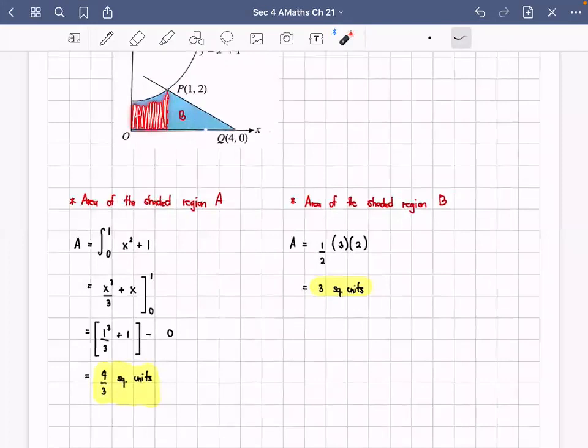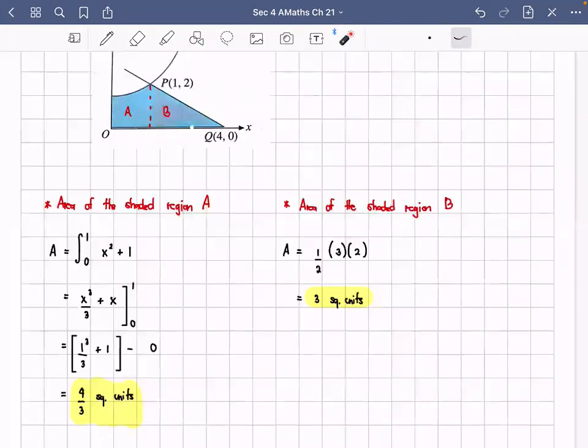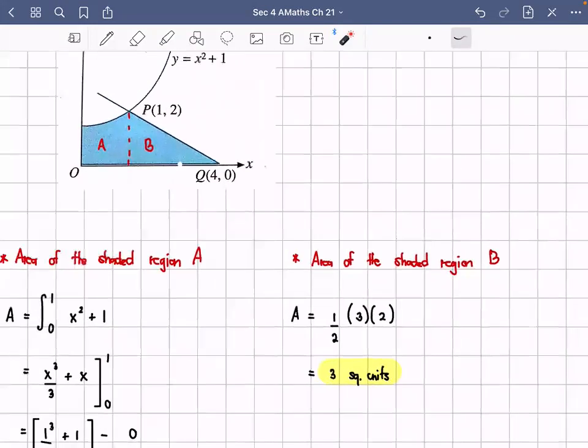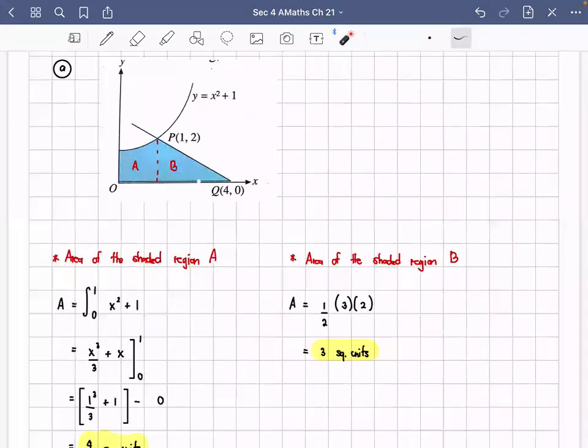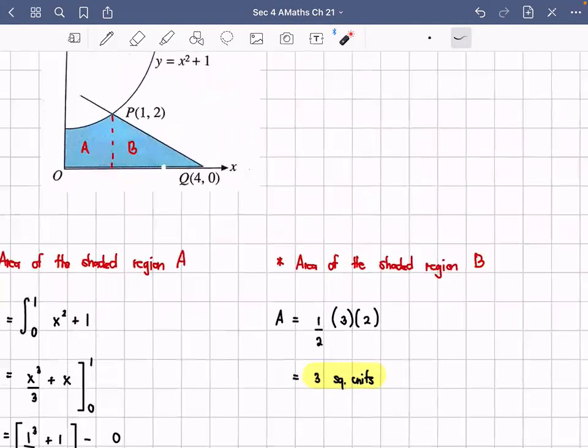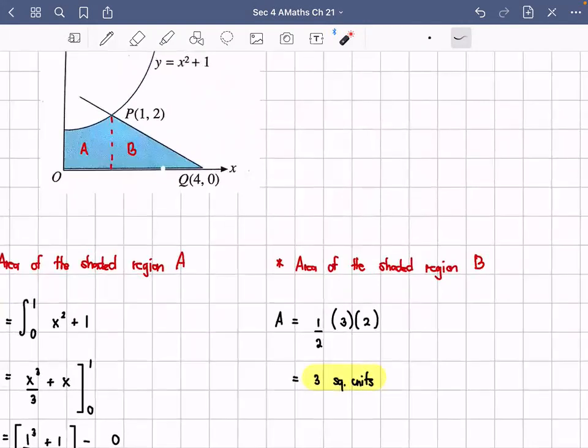How about region B? Now, there are two ways of answering region B. If you want the longer way, basically you need to find the gradient of this line and then find the equation. So there's a lot of steps, right? But as you can see, guys, this is a triangle, right? So that's what I used to get the area of this region.